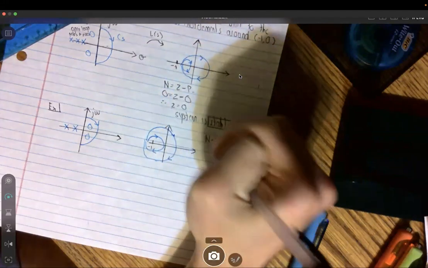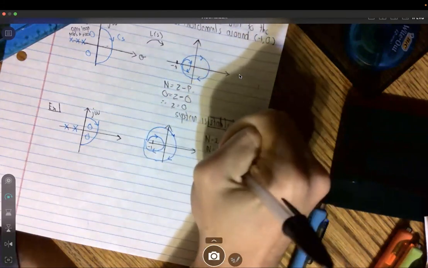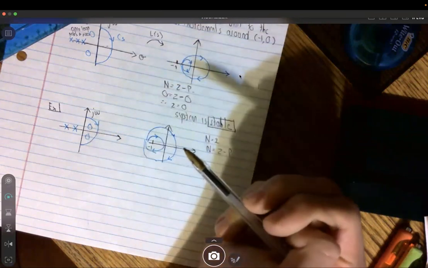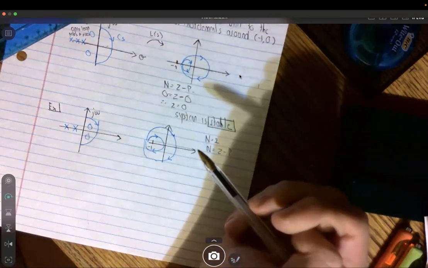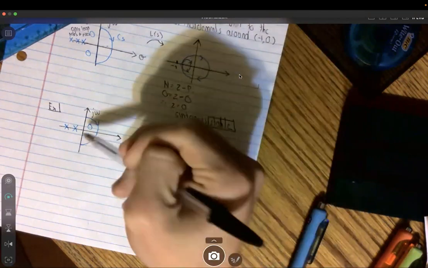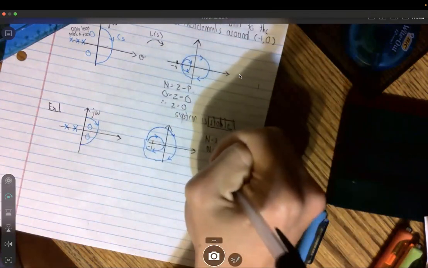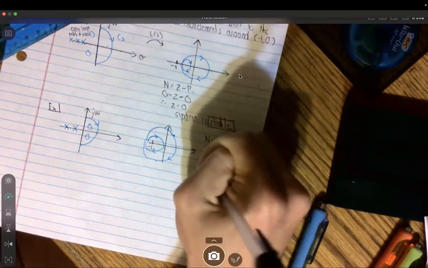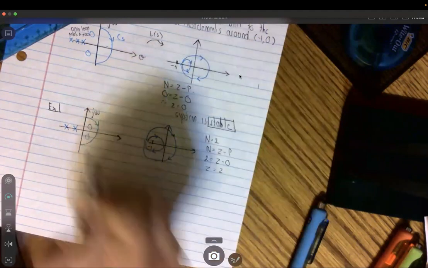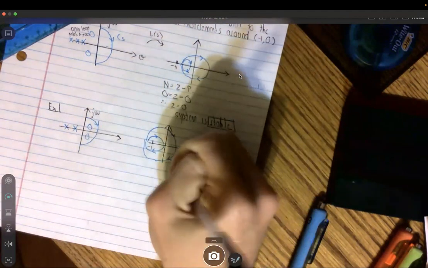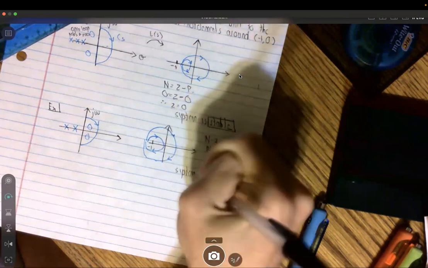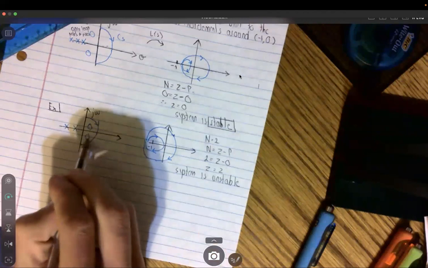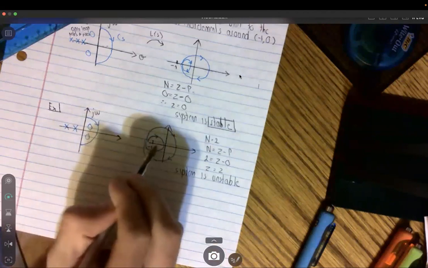And then remember, N is equal to Z minus P. Notice that we do not have any poles inside here. So it's going to be 2 is equal to Z minus 0, so Z equals 2. So the system is unstable because we have 2 zeros in the right-hand plane for f of s.